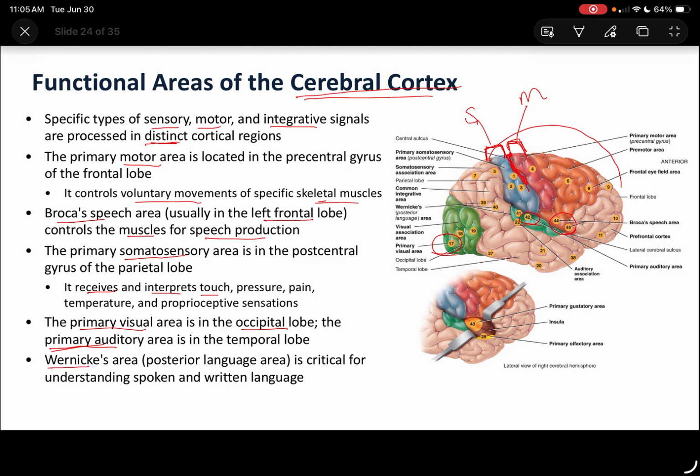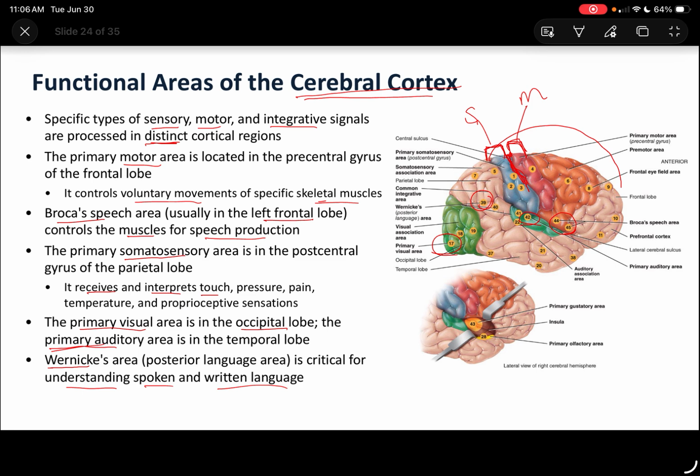Additionally, coming back to this idea of speech and language, we've also got Wernicke's area, which we can see here. This is going to be critical for understanding spoken language as well as written language. So our ability to understand and comprehend what's being said.